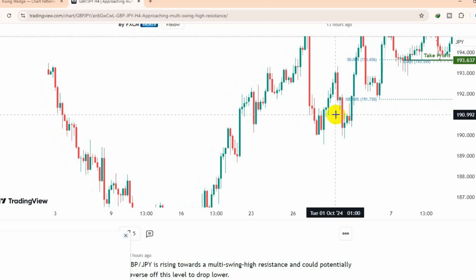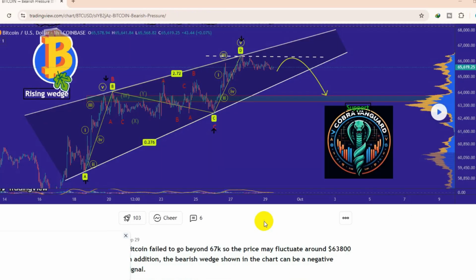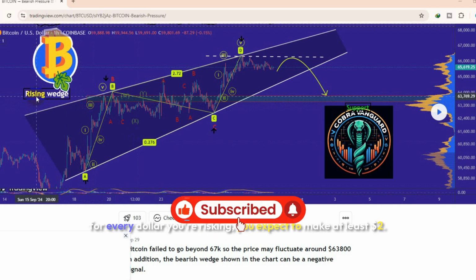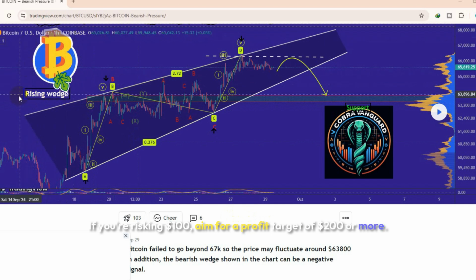Risk-reward ratio. Always assess your stop loss in relation to your target. The ideal risk-reward ratio is at least 1 to 2, meaning for every dollar you're risking, you expect to make at least $2. If you're risking $100, aim for a profit target of $200 or more.